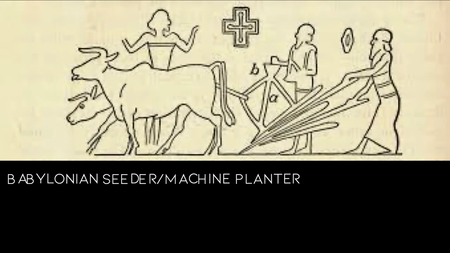You can see here another agriculture or farming advancement. This was the Babylonian seeder. This was a machine that would help them plant seeds in a systematic and thorough way.